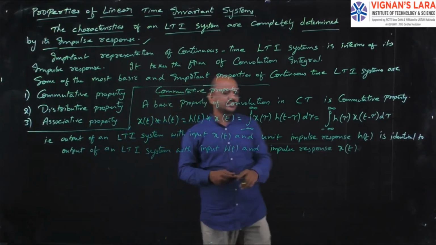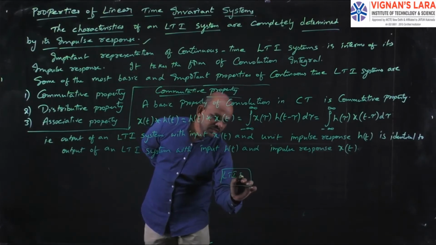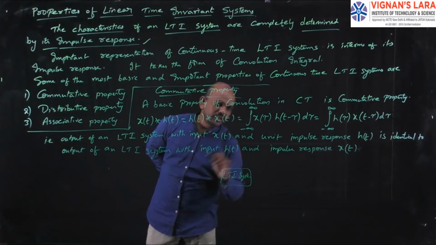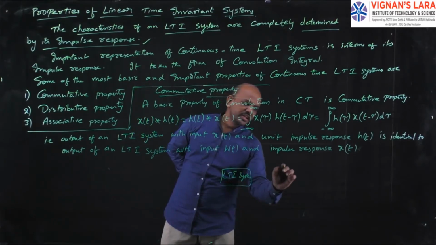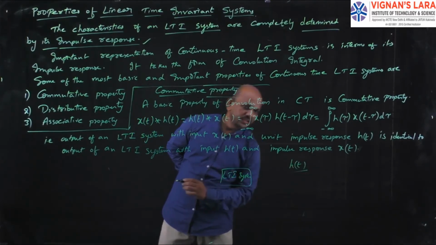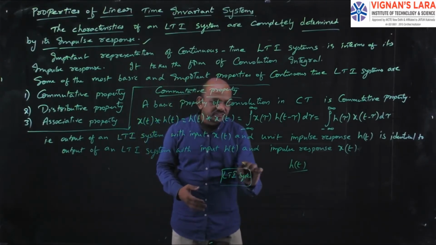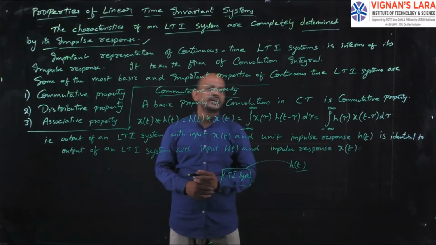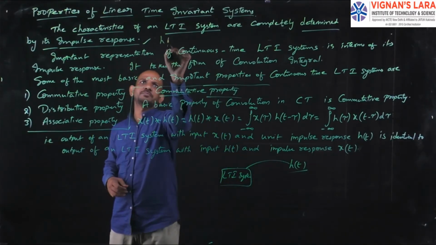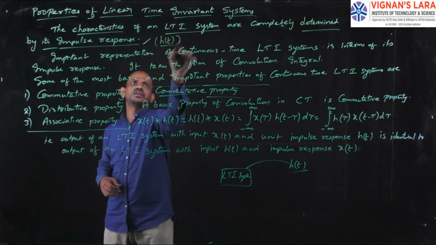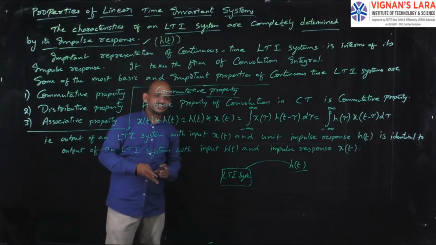So whenever there is a system, simply it is an LTI system, if the impulse response of the system is h of t, then I can completely determine the characteristics of this system by using this impulse response h of t. So we know that the impulse response is represented with h of t. If I know that, I can get the characteristics of that LTI system.